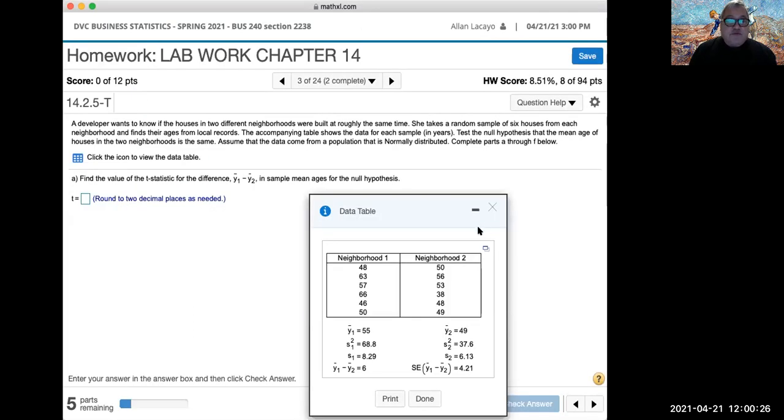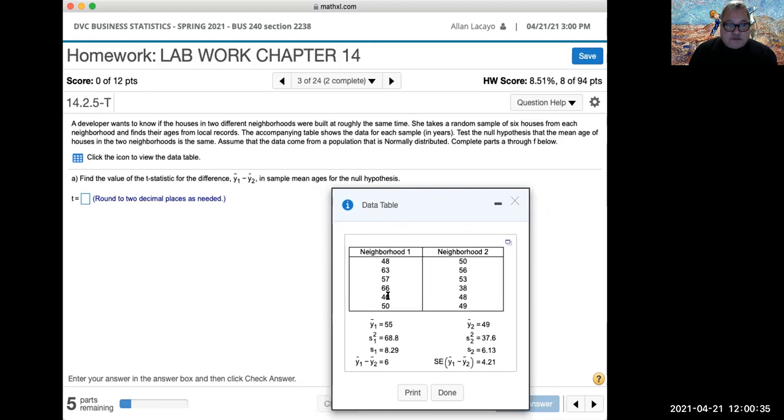This is problem 3 of 24 problems available in lab work for Chapter 14. As you can see, the data table shows you the ages of the 6 homes in each neighborhood, followed by the averages, variances, standard deviations, as well as the difference between the two means and the composite standard error in this question.